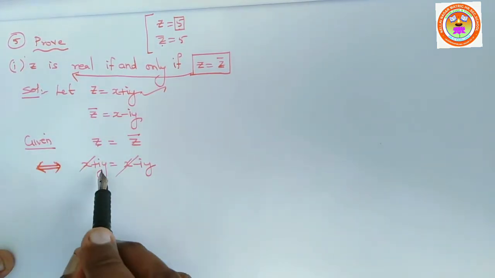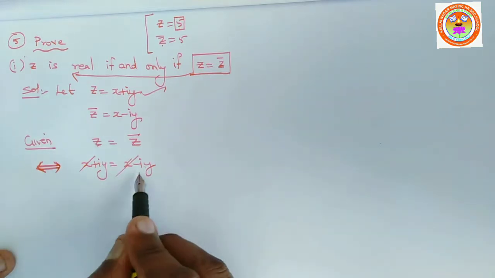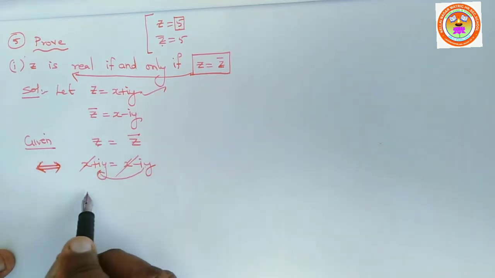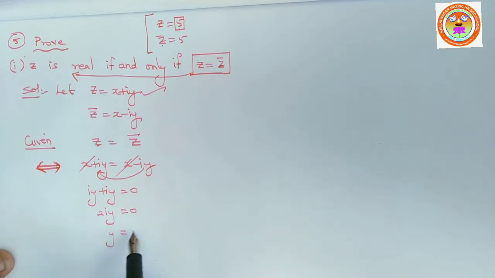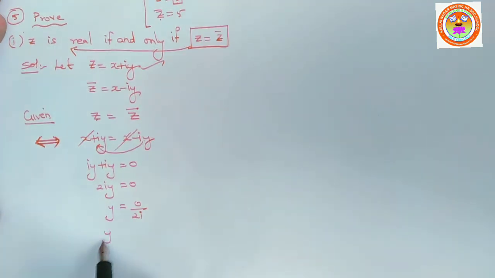This x we can cancel. Plus iy minus iy we can't cancel. Let minus iy come to this side, it becomes plus iy. Plus another plus iy is equal to 0. Iy plus iy is nothing but 2iy is equal to 0. Y is equal to 0 divided by 2. Therefore, y is equal to 0.